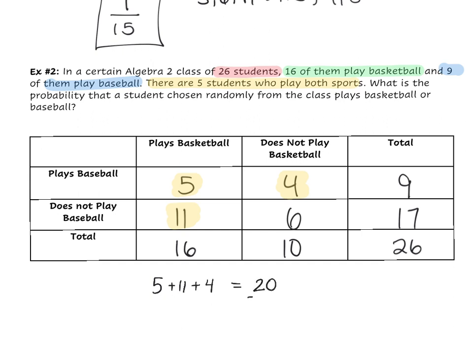So 20 out of the grand total, which is 26. So the probability would be 20 out of 26, or if I reduce it by dividing top and bottom by 2, I would get 10 over 13. And that would be that exact probability.